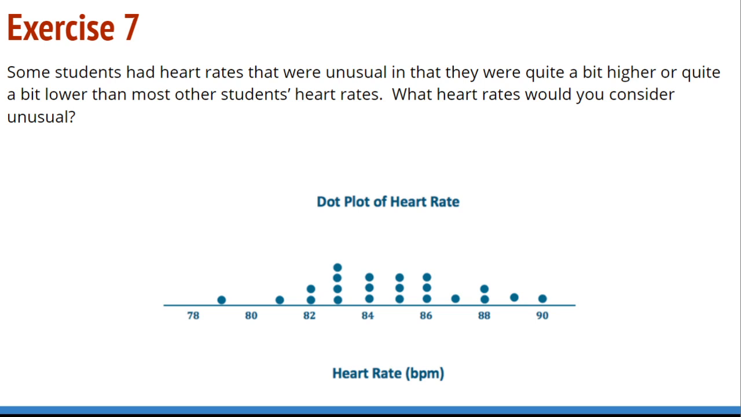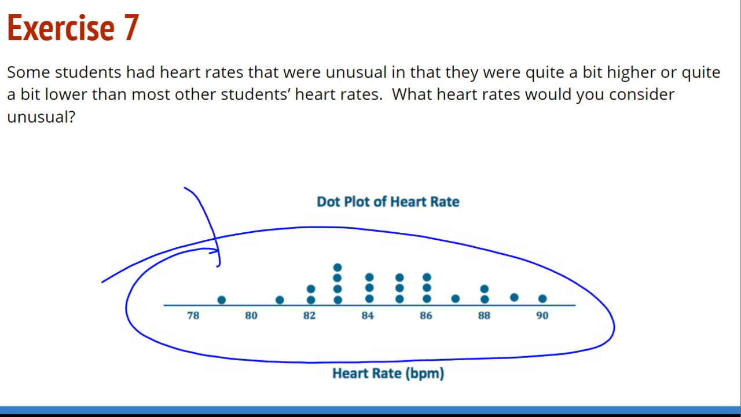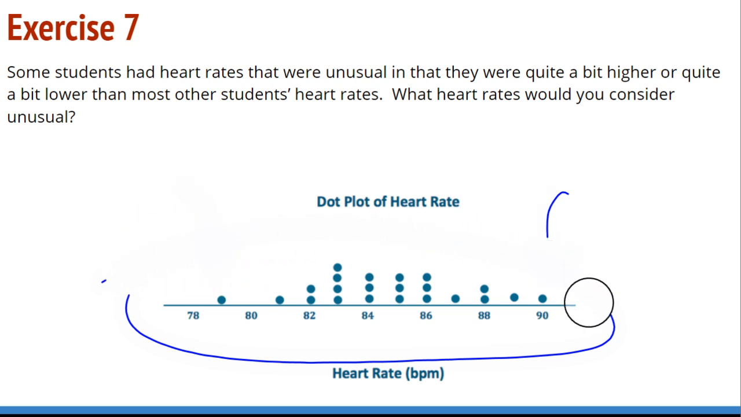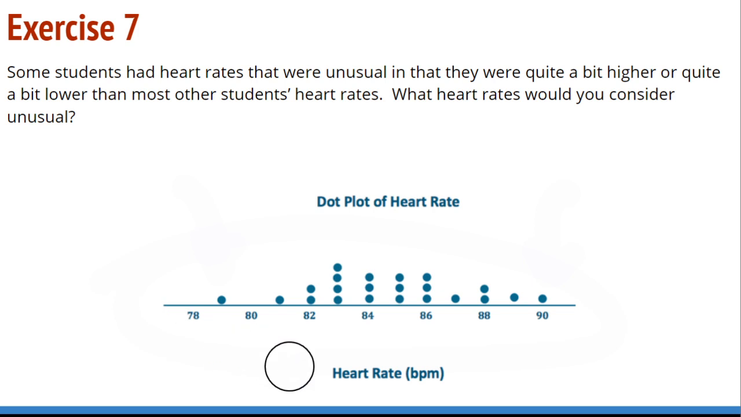Compared to the rest of the data on the dot plot, compared to everything else that's here, what makes this one unusual? What makes this one unusual? Which ones would you consider to be unusual, and why? It's kind of interesting to look at 80 and say 80 is unusual because no one was there. No one had that.